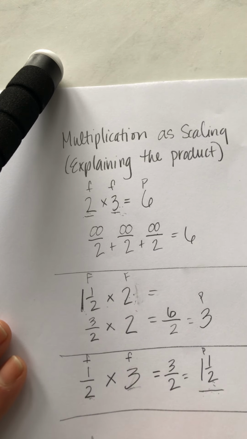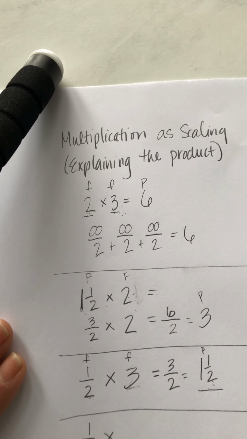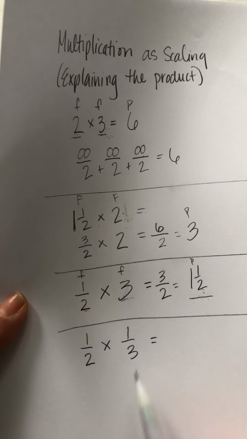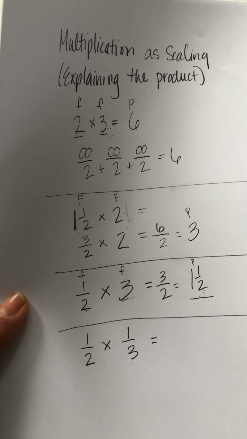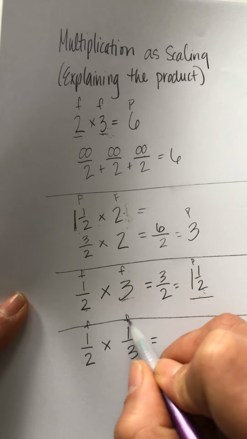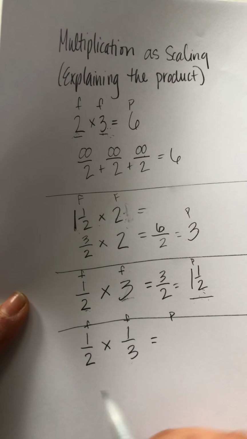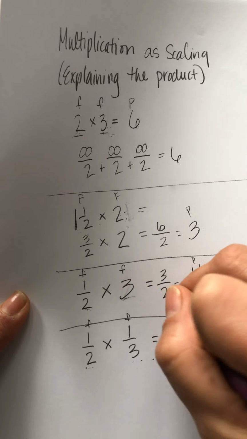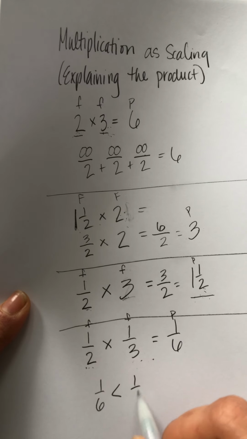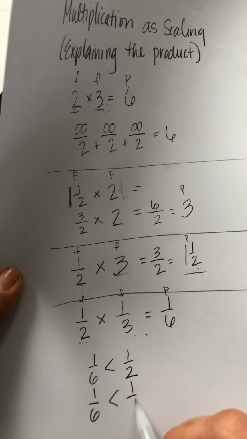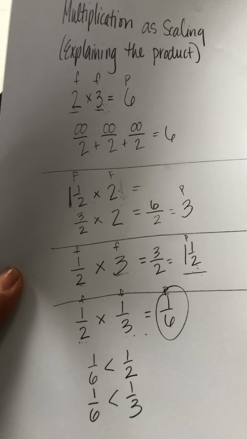All right, so now let's take a fraction times a fraction. So 1/2 times 1/3. 1/2 is less than 1, and 1/3 is less than 1, okay? So you're taking 1/2 of 1/3. Because this factor is less than 1, and this factor is less than 1, your product is going to be less than both those factors, because you're taking a fraction of a fraction. Your answer is 1/6. Well, 1/6 is less than 1/2, and 1/6 is also less than 1/3. So your product is actually less than both your factors because both your factors are less than 1. So I know that's confusing.